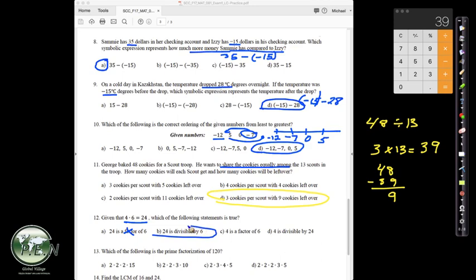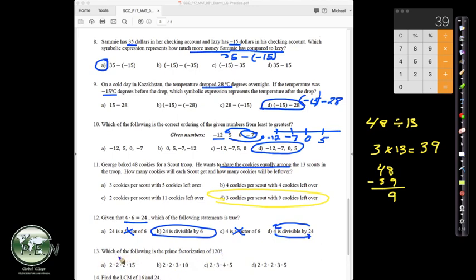That is correct. 4 is a factor of 6. No, 4 and 6 are factors of 24. So it's kind of wrong thinking there. And 4 is divisible by 24. Again, that's backwards. 24 is divisible by 4. So it's got to switch around. This is written backwards, which makes it incorrect.